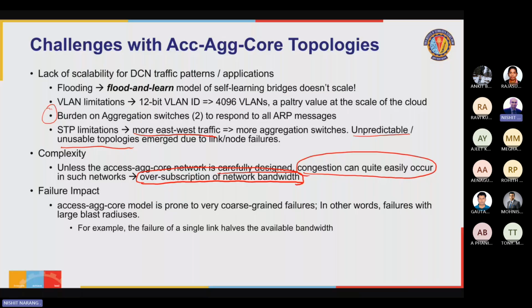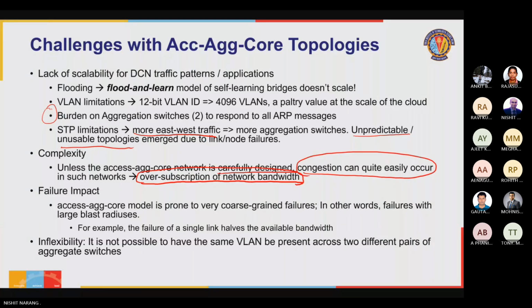So because of this kind of a topology, the access aggregation core topology has a very high blast radius. One failure results in a very large part of the network, or a very large bandwidth of the network, becoming unusable. It has a large blast radius.